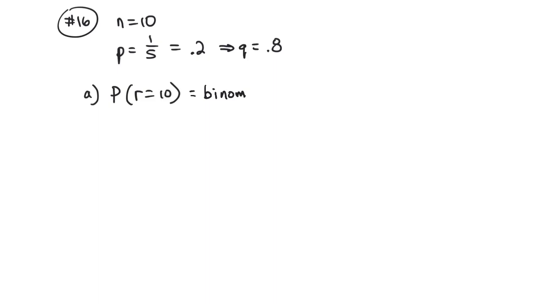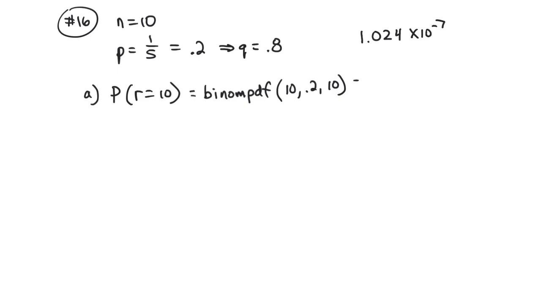So is it binomial PDF or CDF? What's an equal sign? So it's PDF, right? The question is, what is the probability he will answer all questions correctly, all 10? So binomial PDF, it's always n, p, r. And from here we punch it in the calculator, and we're going to get a really small number. My calculator says something like 1.024 times 10 to the negative 7.